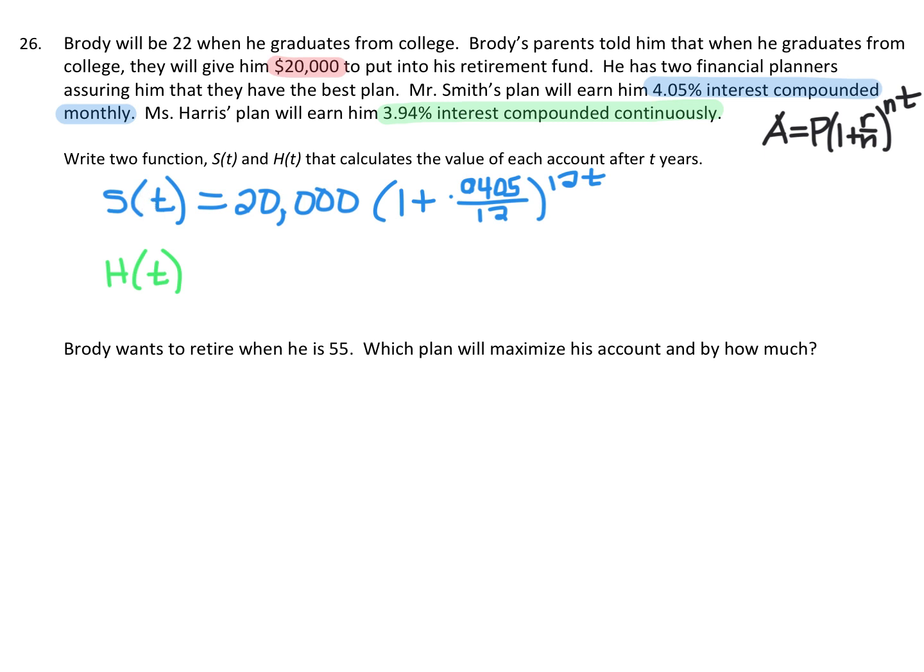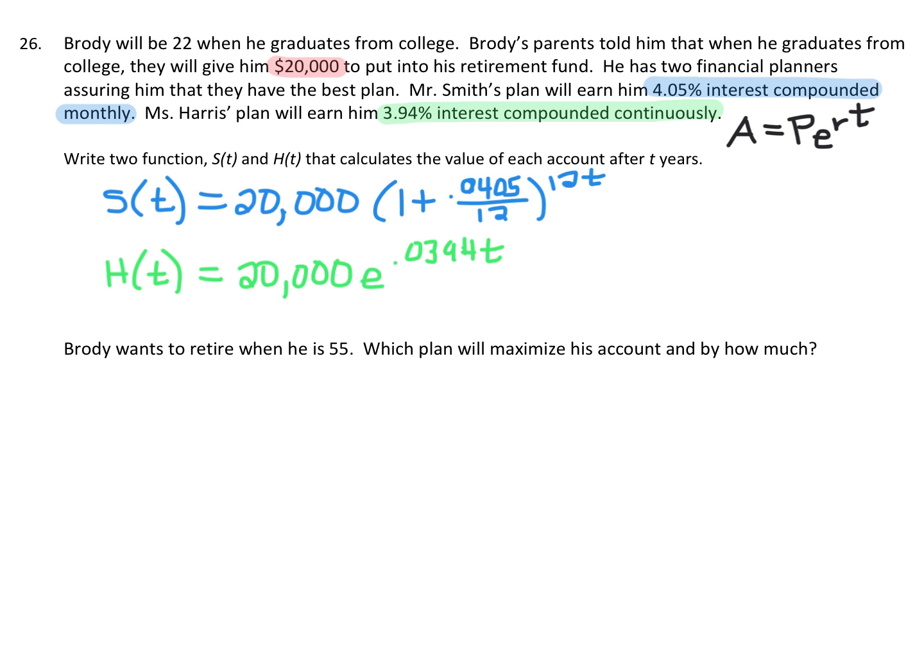Now Ms. Harris's plan will earn him 3.94% interest compounded continuously. Remember when we see the word continuously, we're going to use our A equals P e to the r t formula. So in place of the A, we have H of t, and then we can write equals. In place of the P, it's still going to be 20,000, and e is just an e. In place of the r, if we have 3.94% to get it out of percent form, we move the decimal 2 places to the left, so that'll become 0.0394, and then let's leave it in terms of t.